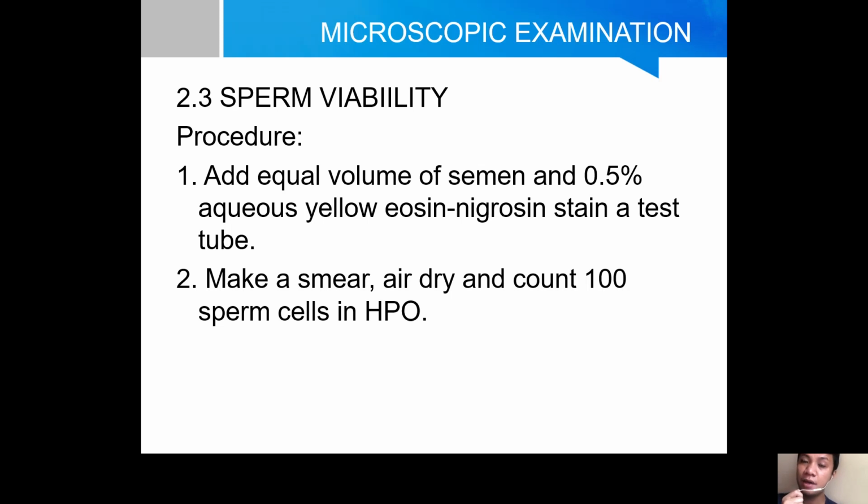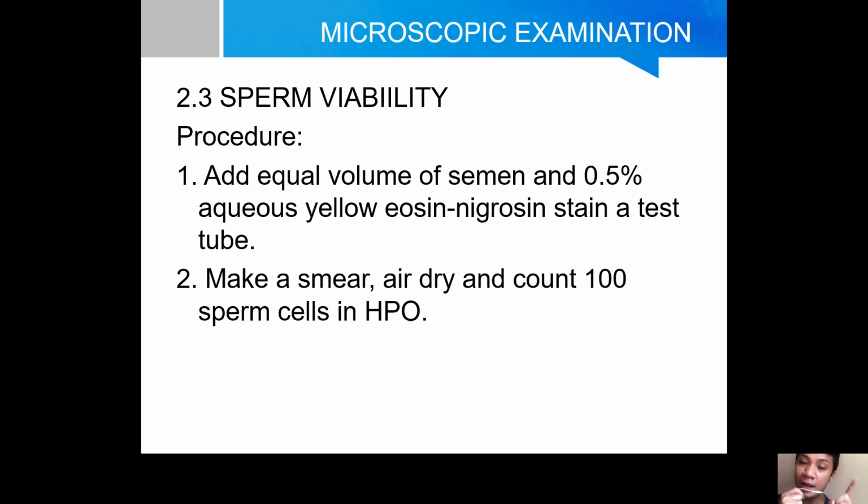Okay, procedure for this one. You have your seminal fluid. You put that on your slide and make a thin smear. After that, you stain. The stain used here for sperm viability is nigrosin stain. Then air dry. After that, you evaluate under your OIO and count your alive cells.